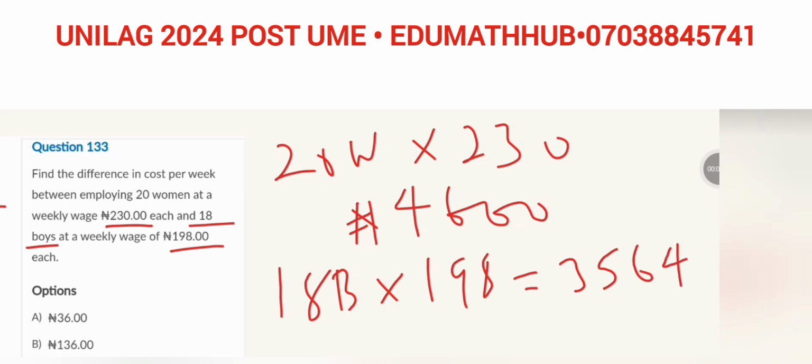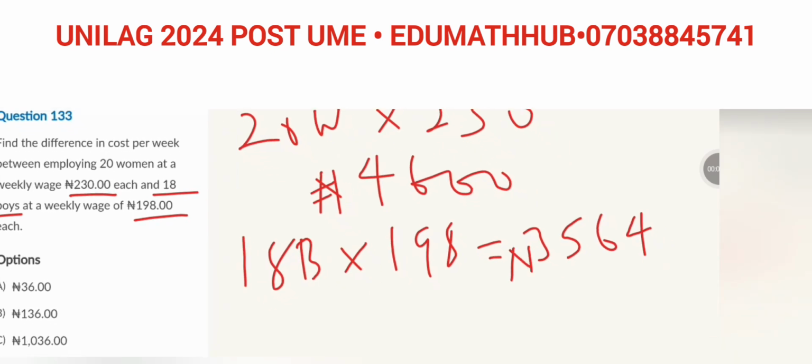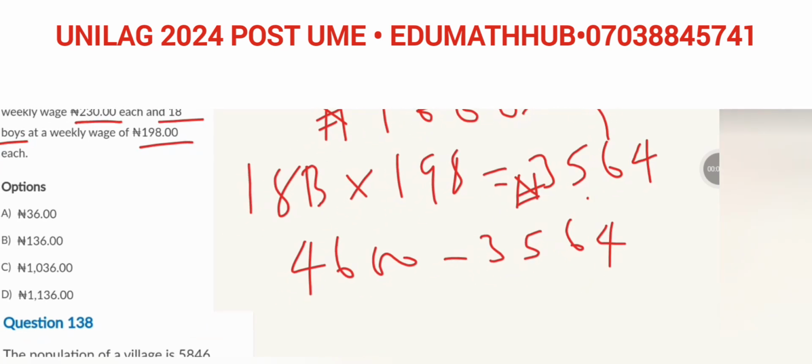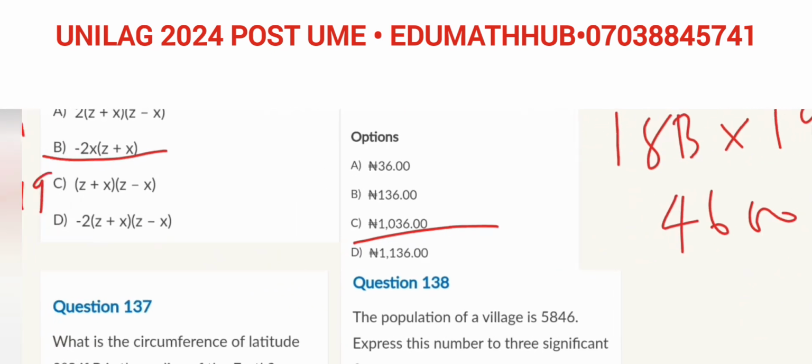If you multiply these two, 18 times 198, you're going to get 3,564. What they wanted to find in this question is the difference in the wages for the women and the boys. So just subtract: 4,600 minus 3,564. If you subtract that, you're going to get 1036. So this is the difference in wage between the money for the boys and the women. So the answer is 1036.